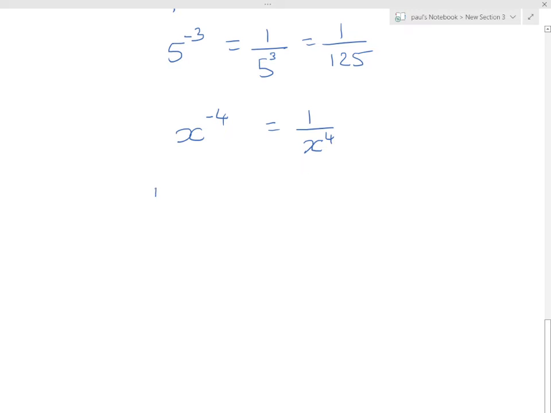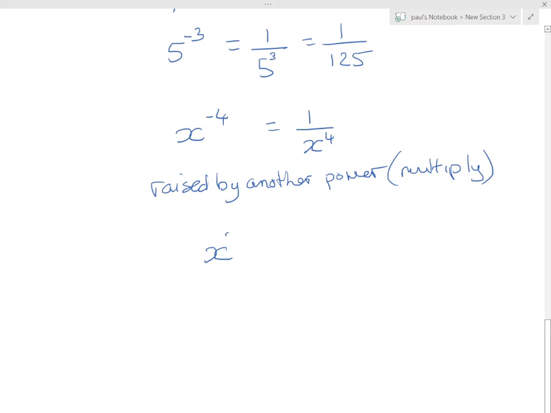There's another one: a power raised by another power. You multiply. Alright, so what does that mean? So if you have x to the 2 and it's raised by another power, say 3, then you multiply the 2 and 3 together. So that would come out as x to the 6.